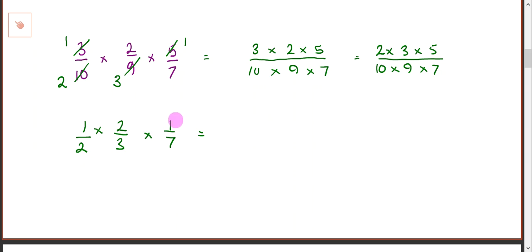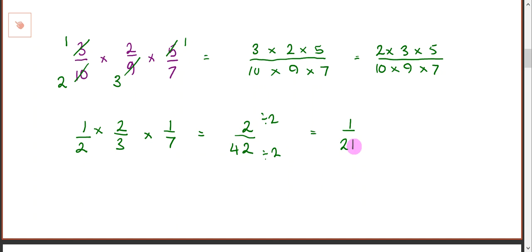Because this is 1 times 2 times 1, which is just 2, over 2 times 3, well, I'm going to do 3 times 7 is 21, times 2 is 42. Okay. And I can simplify again by dividing by 2. Now, let me just ask you this, guys. Because I can divide by 2 and make 1 over 21, does that suggest I could have simplified further before doing it?